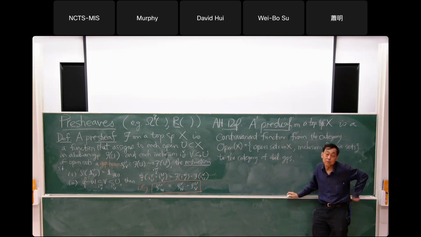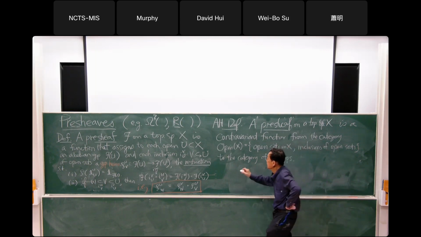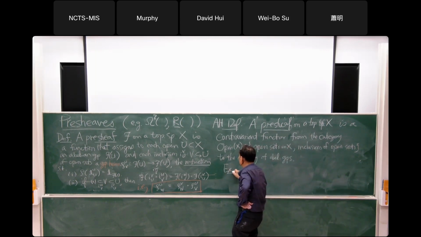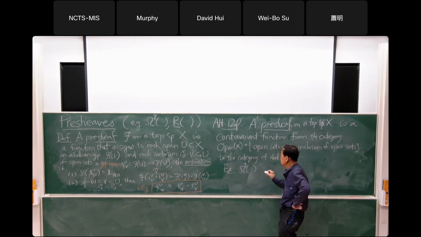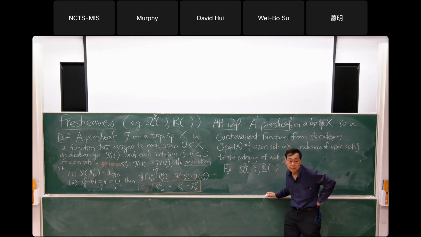And group homomorphisms. So we have two examples here: the Q forms on an open set and the locally constant functions on an open set.